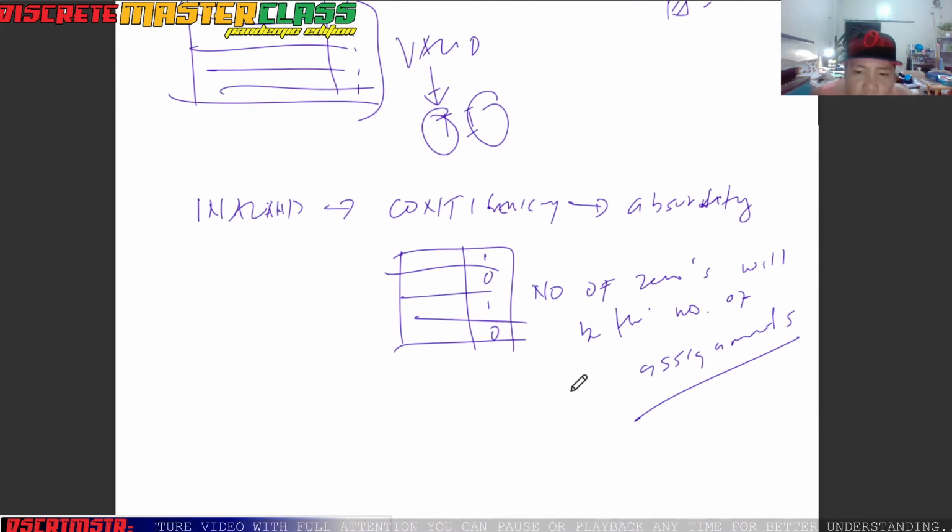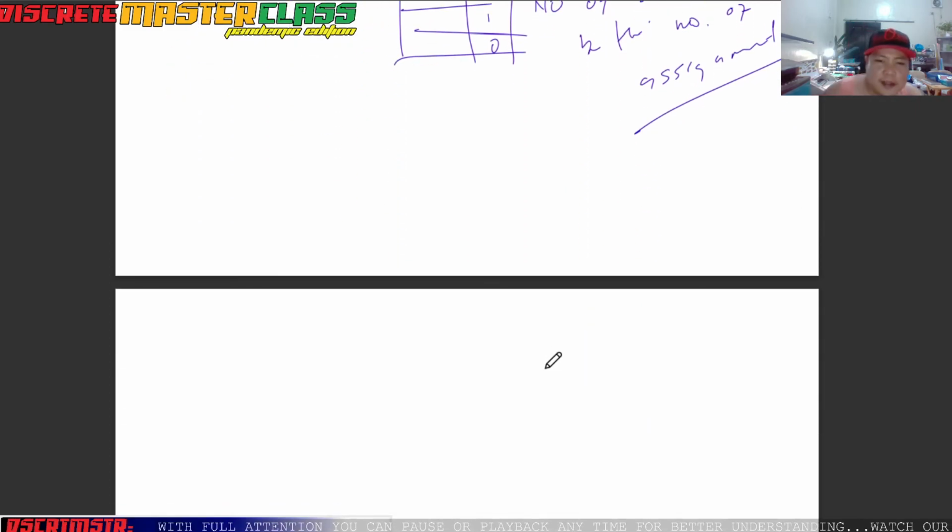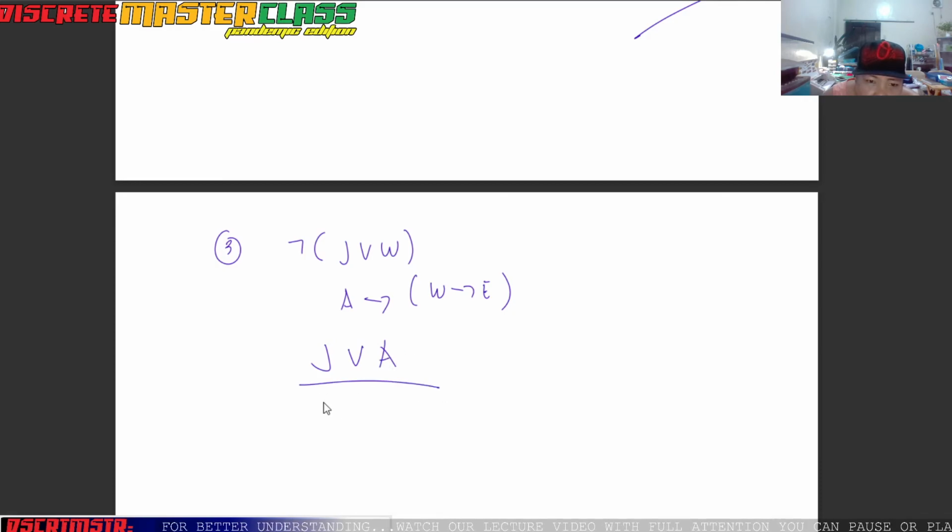Okay. Ngayon, may tanong ka, malamang. Sir, paano kung valid? Ginamit ako ng invalid. Okay. Let's use the earlier example to show that is invalid. Try natin. Number 3, yung kanina. Yung sa RIP, example ng RIP. Not J or W. Number 2 is A implies W implies E. J or A, therefore, not W. Okay, from earlier, alam natin valid to.